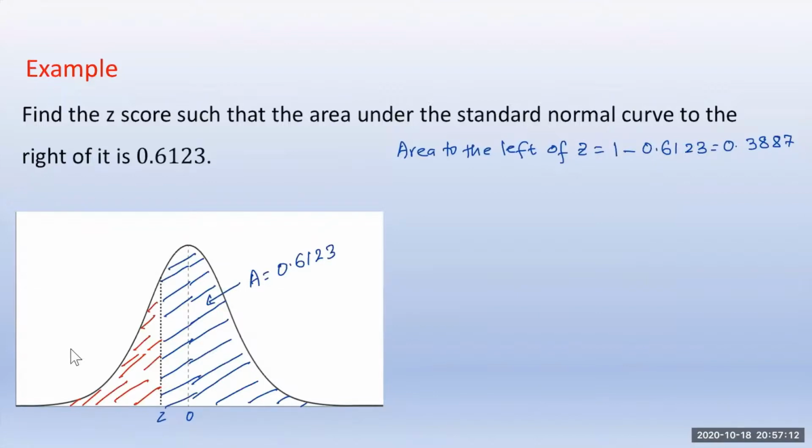So this area is 0.3887. We need this area on the left to find the Z score. And what we know is the Z score is equal to inverse normal, and then we use the area on the left, which is 0.3887. Mean is 0, standard deviation is 1. So we are going to use our TI-84 calculator to get this Z score.